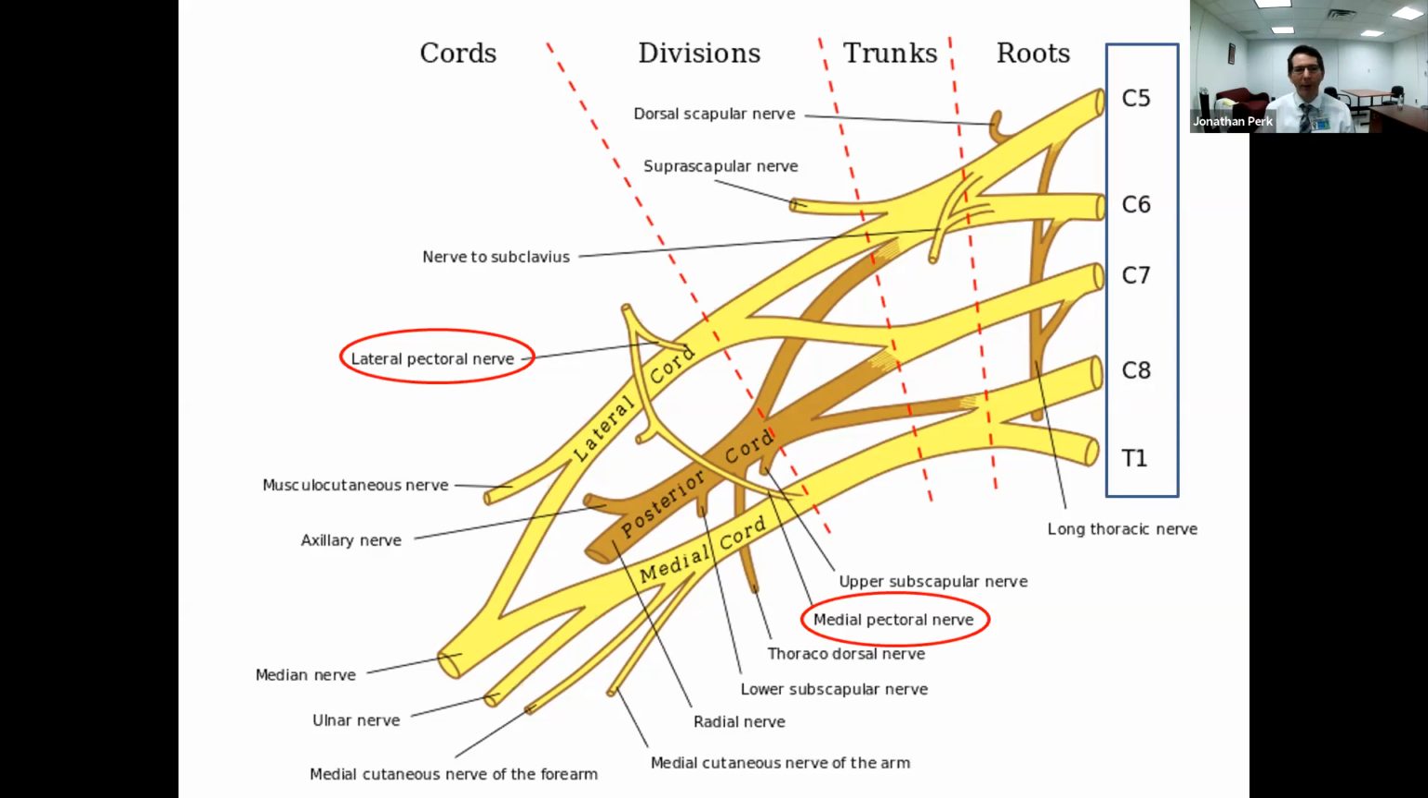Now, the problem with the pectoralis is that if you look at the innervation, it's innervated by branches that come off the lateral cord and the medial cord here.